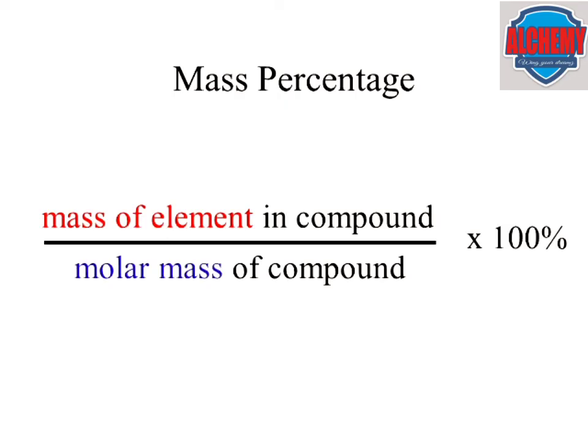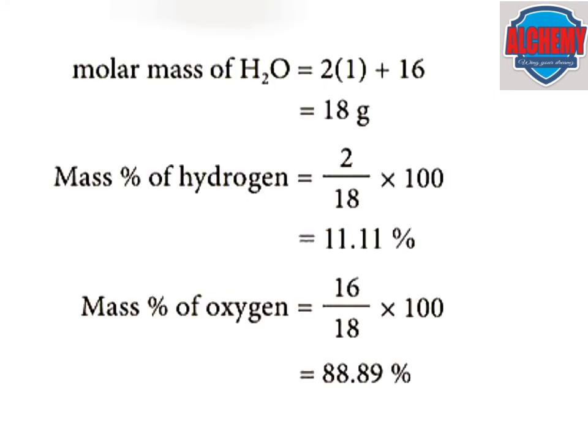Now we will discuss about mass percentage. Mass percentage of an element is given by mass of the element in the compound divided by molar mass of the compound into 100. As an example, we will now find the mass percentage of hydrogen and oxygen in water.